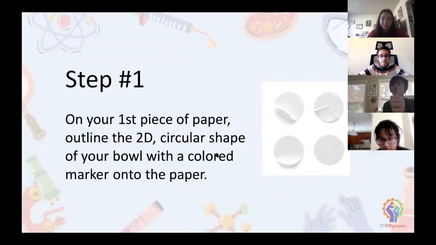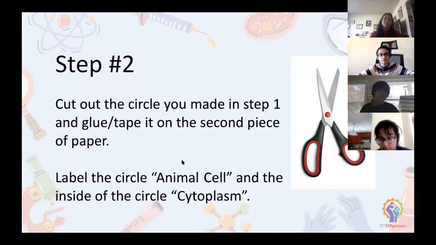3 thumbs up. Perfect. So our next step, we're going to cut out the circle, and then we're going to glue or tape it onto our second piece of paper. And then you can label it animal cell. And the inside of the circle, you're going to label it cytoplasm. So again, this is just like the jelly-like substance.